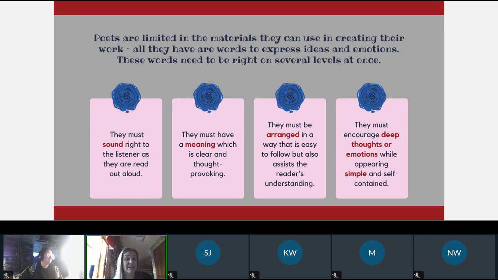They also must have a meaning that's clear and thought-provoking. So that's kind of tricky to do. Sometimes poems aren't totally clear. Sometimes they become thought-provoking because they leave a little bit to the imagination, for one person to interpret one way and somebody else to interpret another way. But it is important that you try to get your point across clearly with your choice in words. They must be arranged in a way that's easy to follow, but also helps the reader understand. So we want to make sure that the reader's understanding of the point of your poem is not lost, right? So we want to arrange it in a way that's easy to understand and easy to hear and see the meaning. And then the biggest part, in my opinion, is that it should be encouraged to use deep thoughts or emotions, because that's what we're trying to get out when we write poetry.